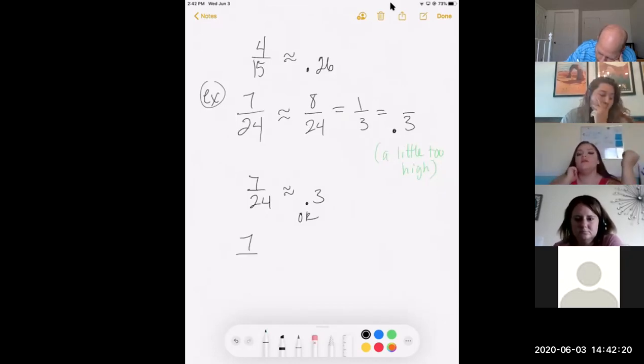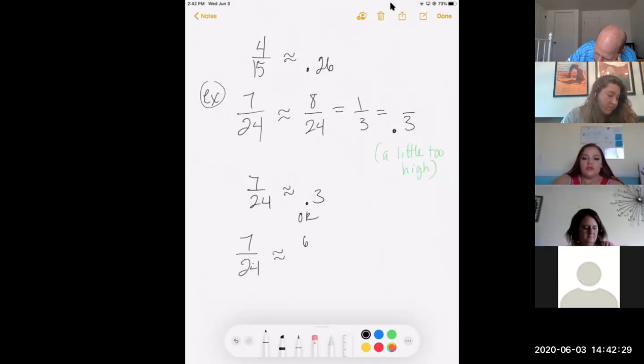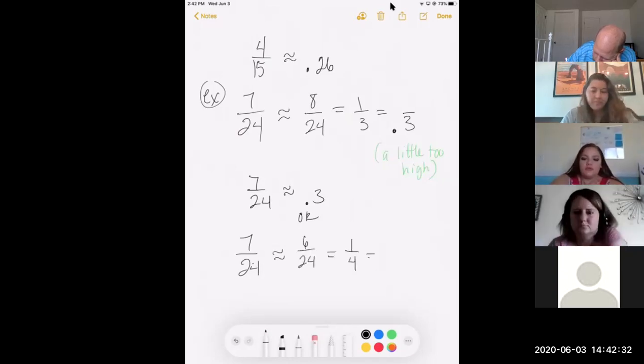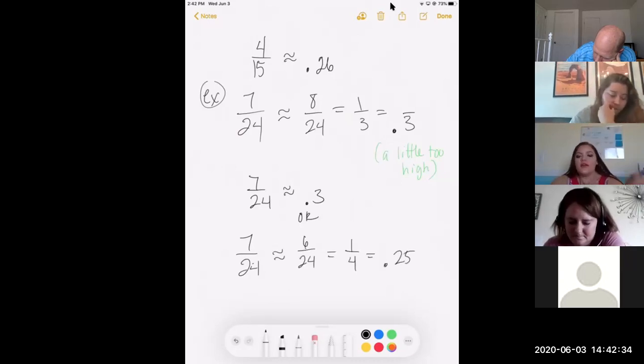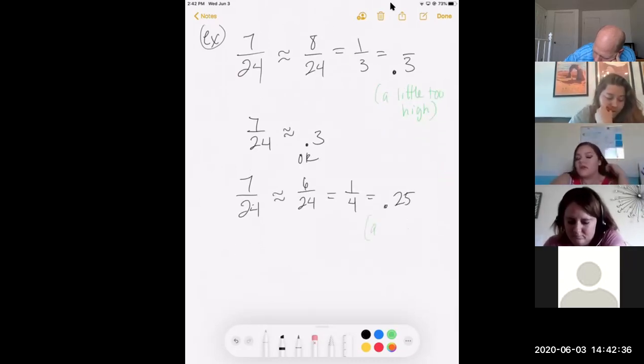I did 6/24, which is a fourth, which is 0.25. Okay, yeah, 6/24, good. Which is equal to 1/4, which is equal to 0.25. You would want to find something kind of in the middle of those two. Because 7 is right between 6 and 8. So if the pieces are the exact same size, it's going to be exactly right in half of those two numbers. Yeah, that's actually a good point.